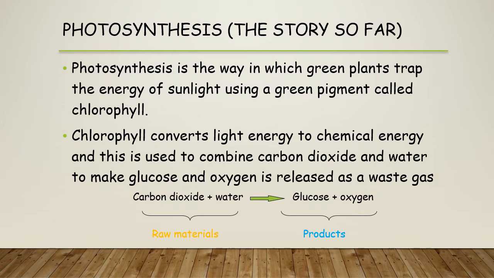So we've talked about photosynthesis over the numerous years you've been doing biology so far. Green plants trap the energy of sunlight in chlorophyll. That helps convert light energy to chemical energy. Then we combine carbon dioxide and water to make glucose and oxygen. So the raw materials are carbon dioxide and water, and glucose and oxygen are the products. You learned some more detail last year in National 5, but now you're in Higher, we're going to add an extra layer of detail, so we'll go through that today.